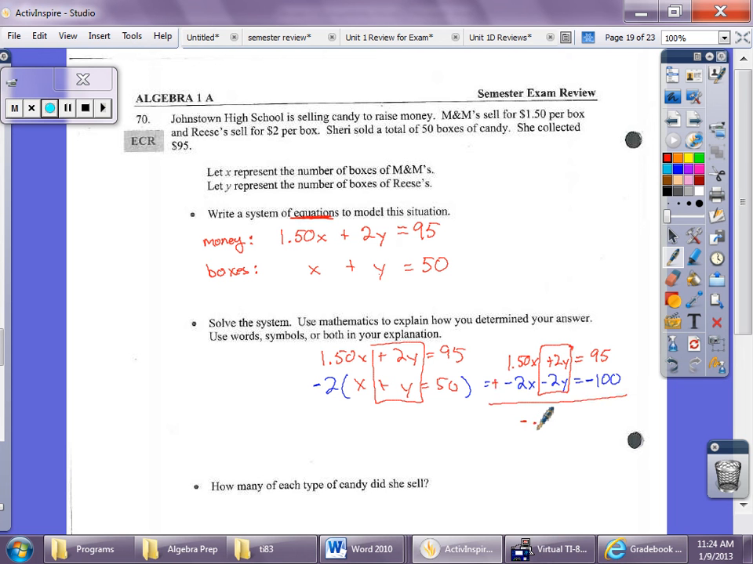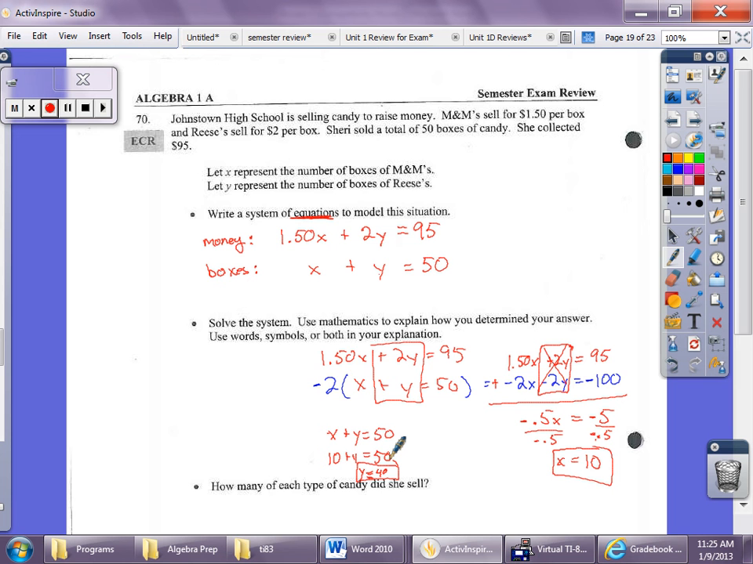This will give me negative 0.5x, these boxed out, equals negative 5. We divide by negative 0.5, and x equals 10. So once we have x, we can figure out what y is. If x plus y equals 50, 10 plus y equals 50, that means y is 40.